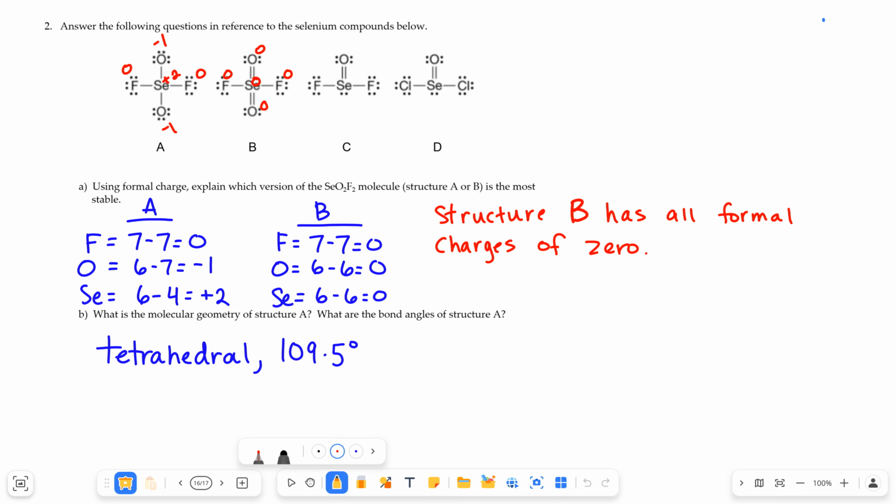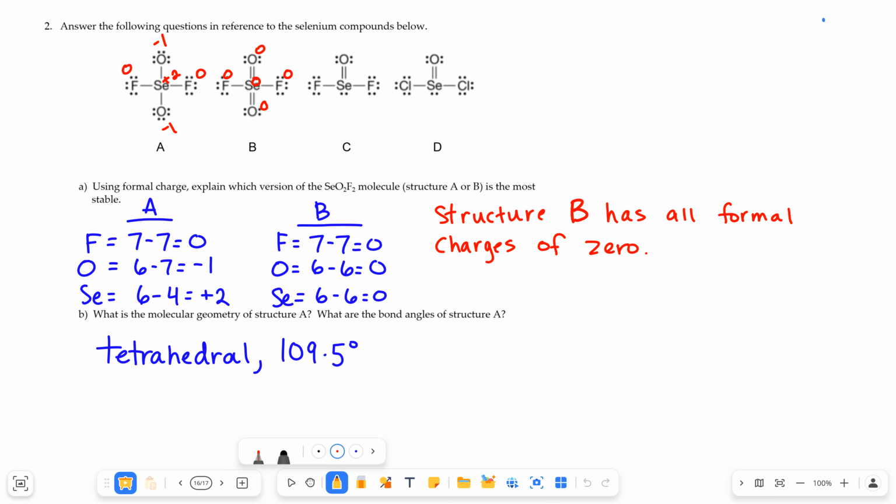And then finally, question 2 gave you a whole bunch of structures with selenium. In part A, we want to use formal charge to explain which version, A or B, is more stable. Now, number 1, you had to use formal charge. This wasn't about electronegativity or anything like that, or shapes or angles. Formal charge. Now, whether you showed your formal charges on the structure or you put them in your answer, either is fine. Formal charge has to be done for every atom in the compound.